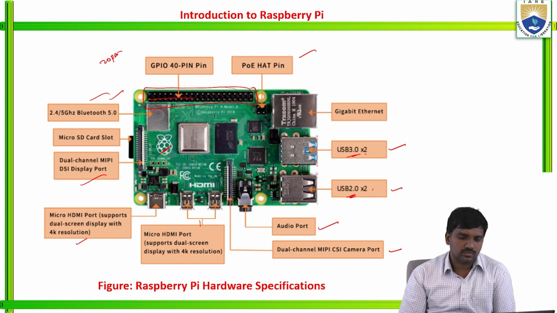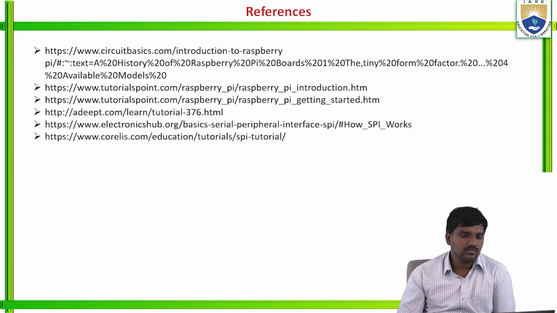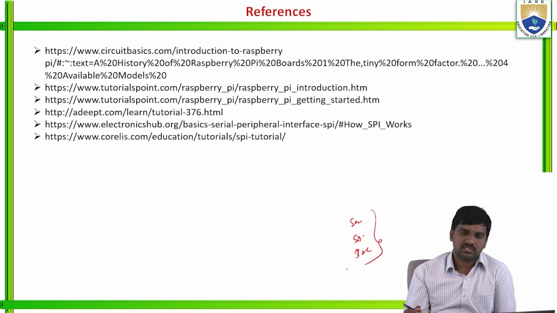Next, these are the references I used for this lecture. Next, communication protocols: how to communicate with the Raspberry Pi and IoT devices. Let's continue with the next class: serial communication protocols, SPI and I2C, inter-integrated circuit communication protocols. Continue with the next lecture.